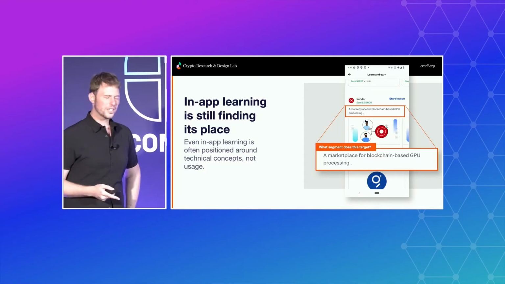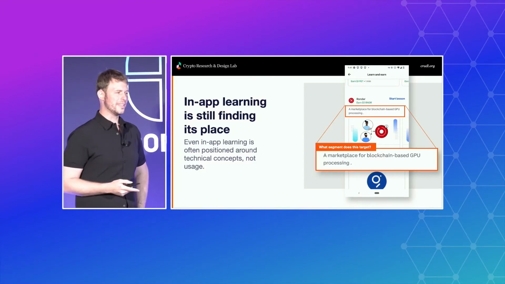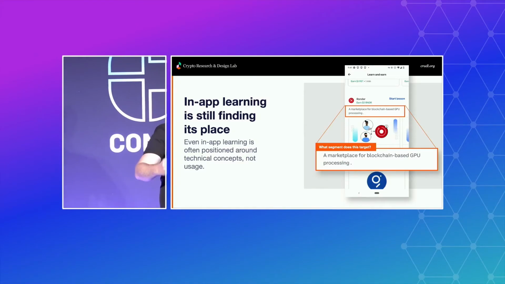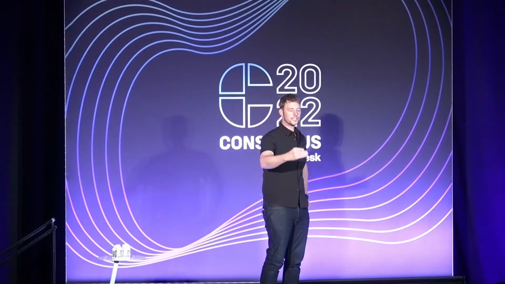Second, we've started to notice that people are starting to adopt in-app ways to learn about cryptocurrency. But there's still a little ways to go in this.